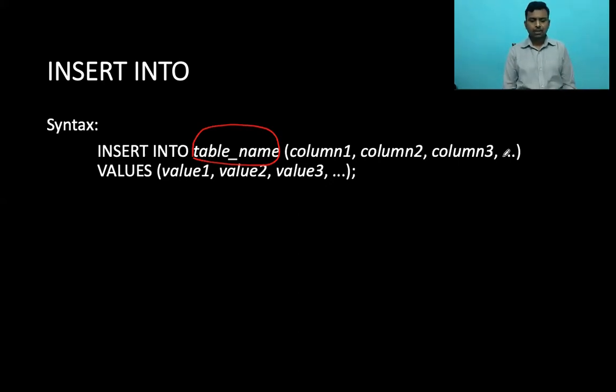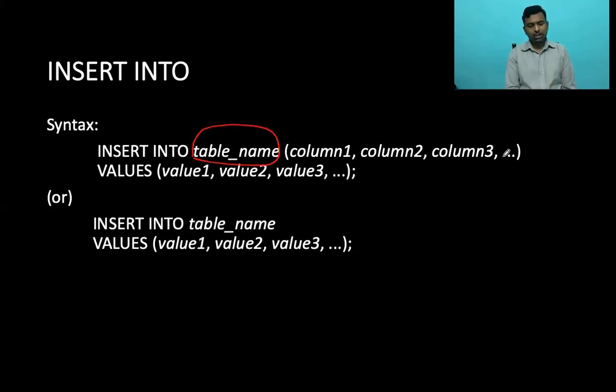Make sure that your unique values are given properly, and make sure that your not null values are given. If I skip any not null value, it will throw me an error saying that it is a not null column, but you're skipping it. For example, if it is a name and I'm trying to skip my name, it will throw an error saying that not null cannot be left out. You have to give values. Good.